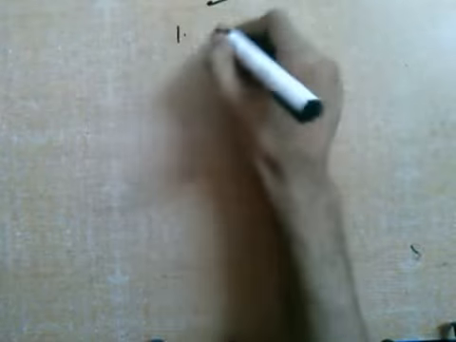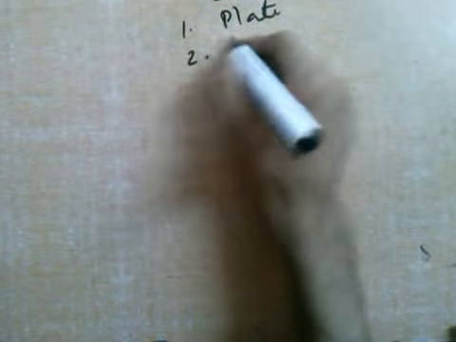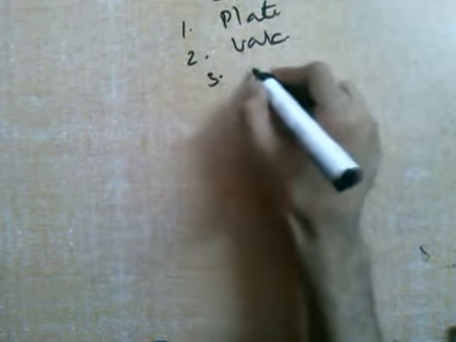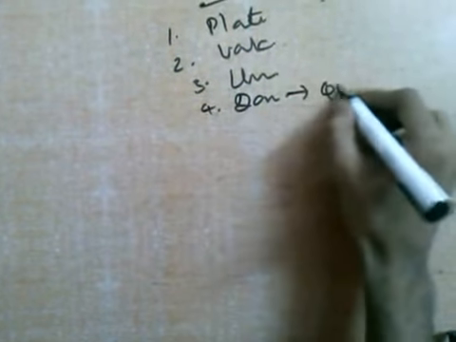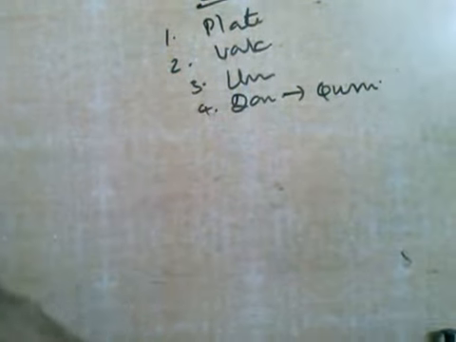What are the causes of earthquake? Plate movement, volcanic eruptions. Third is underground mine explosion. Fourth is dam construction. You can see dam construction in Maharashtra, Koyna in Maharashtra. We can see the dam. Because of the dam construction, the earthquake occurred.